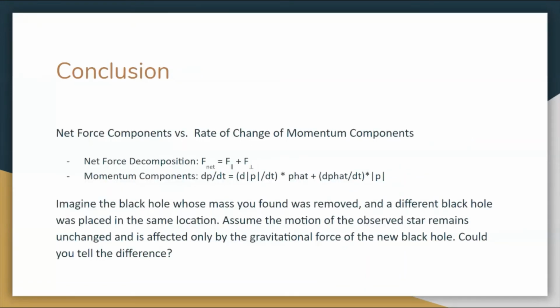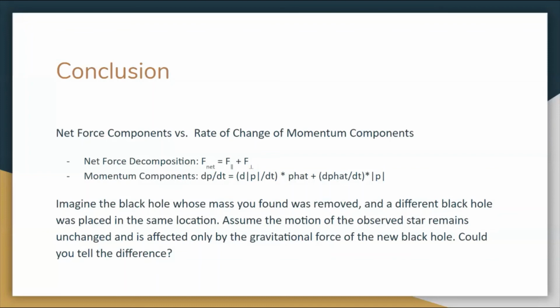After completing the lab, we need to clarify a few questions. First, how are the net force and its parallel and perpendicular components different from the rate of change in momentum and its parallel and perpendicular components? Now, the force and dp/dt are numerically the same, but the force cannot be measured. So in this case, where we have the star revolving around the black hole, we have the velocity as well as its mass. So we use dp/dt, which we can measure, to determine the force, because the two are numerically the same.